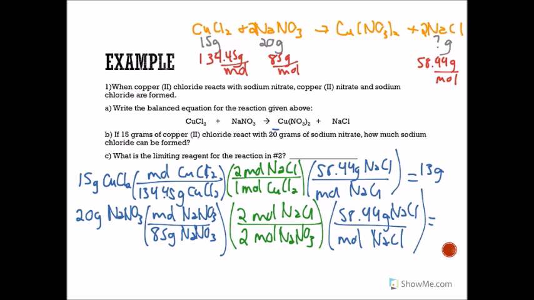And we get 20 times 2 times 58.44 divided by 2 and 85. We get 13.7, so actually we get 14 grams. Therefore, our copper 2 chloride is limiting. Remember, draw a little box around copper 2 chloride. That one's limiting. We would have had 13 grams of sodium chloride formed.